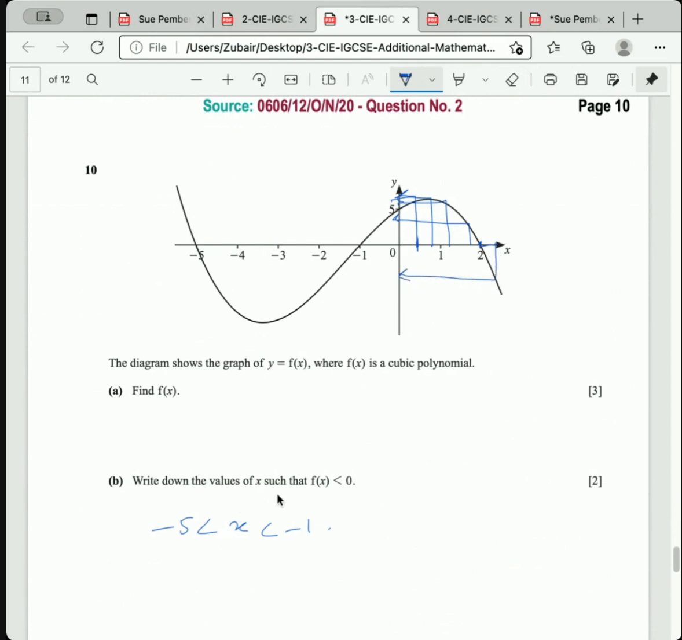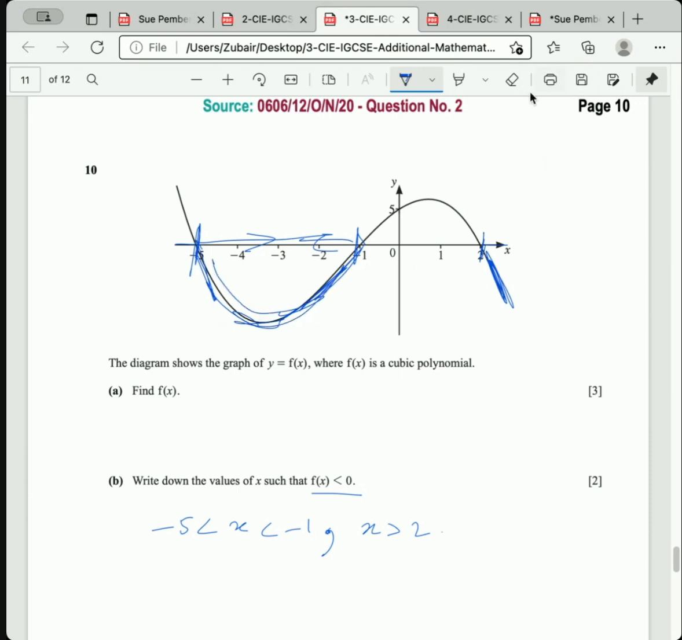So write down the values of x such that f of x is less than 0. So at -5 it is 0, before -5 it is positive, after -5 it is negative, negative, negative till this point. So where is it negative? It is negative below the x-axis, and it is below the x-axis for values between -5 and -1, and after 2, where x is greater than 2. For these values, this is less than 0.